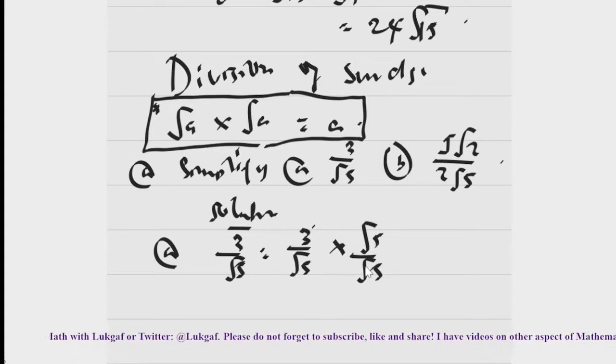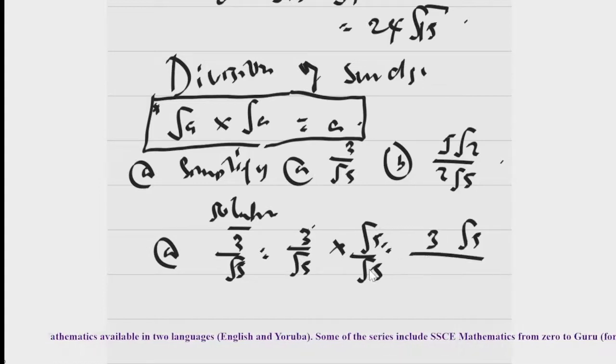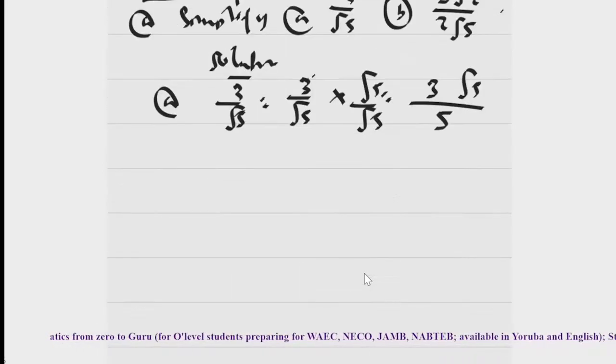What you do for the numerator, you have to do for the denominator. And root 5 divided by root 5 is 1. It's as if you don't do anything to it. So I'm going to have 3 root 5 in the numerator. And what are you going to have in the denominator? Root 5 times root 5, from this law, that's going to give you 5. I hope you understand. So your result is going to be 3 root 5 divided by 5.